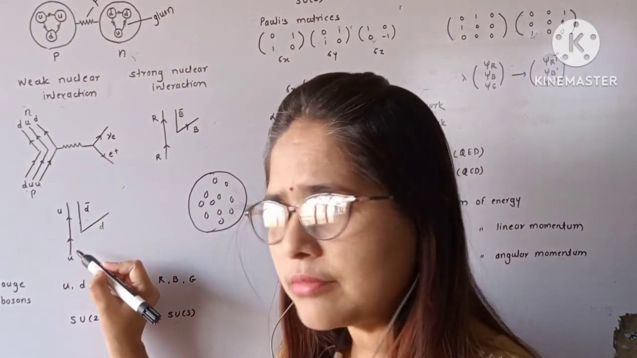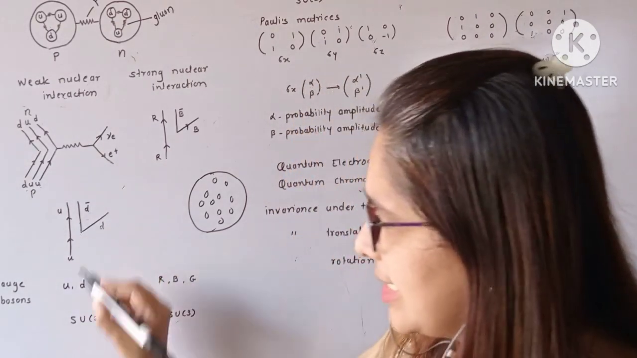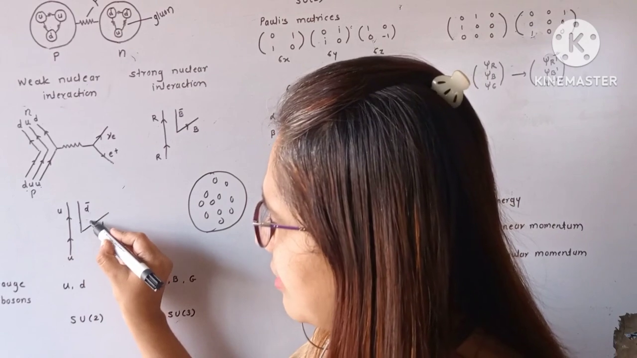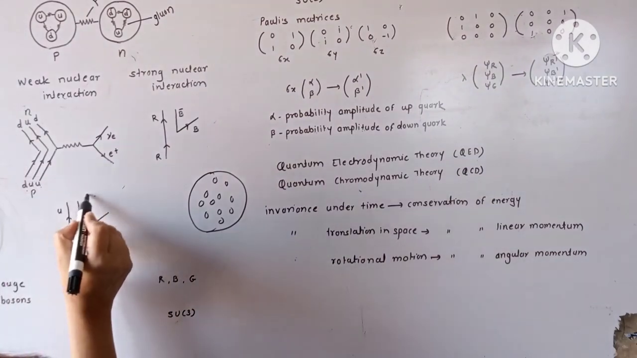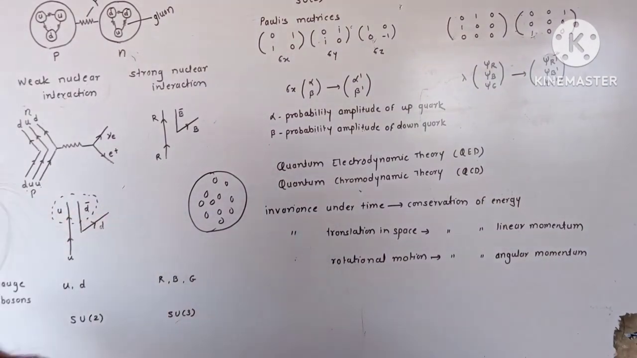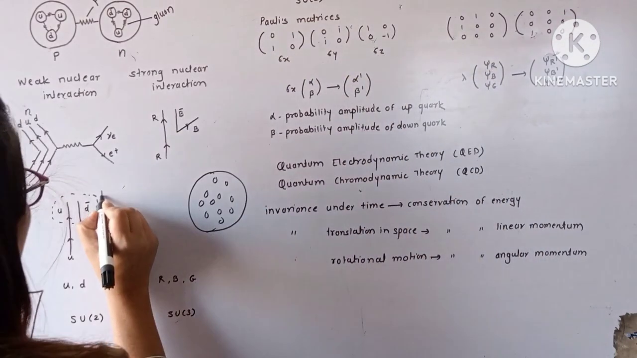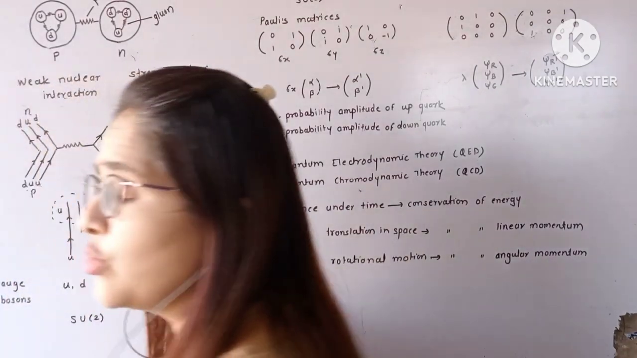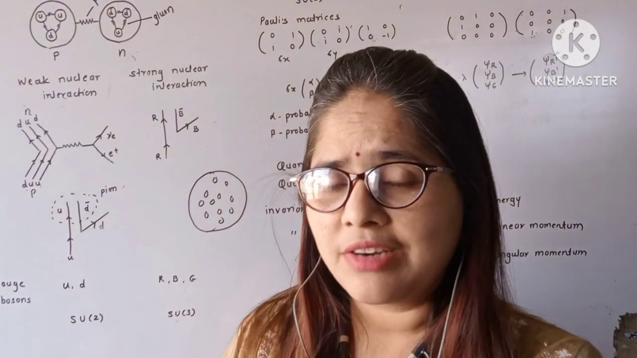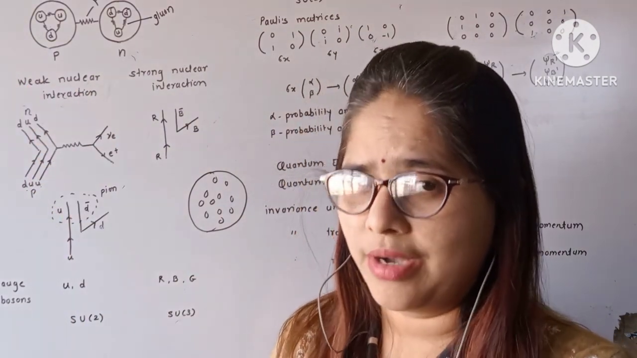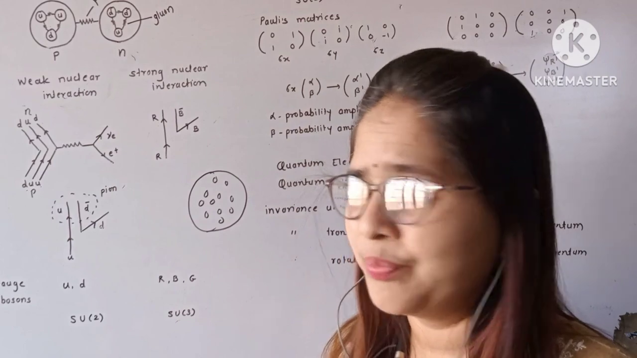Now see here, this is a Feynman diagram explaining the weak nuclear interaction. It says that an up quark converts itself to a down quark, and an up and anti-down quark pair is present over here. So this particle is nothing but the pion. So we can say that when this proton is converted to the neutron, this interaction is mediated by the pion particle. So the gauge boson for this weak nuclear interaction is a pion, okay.